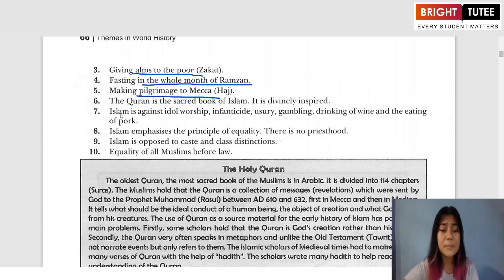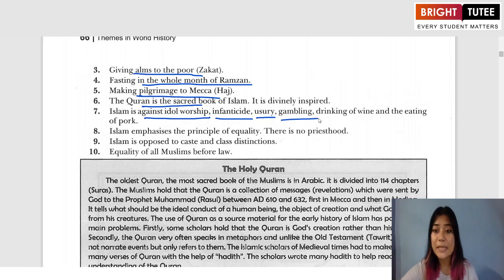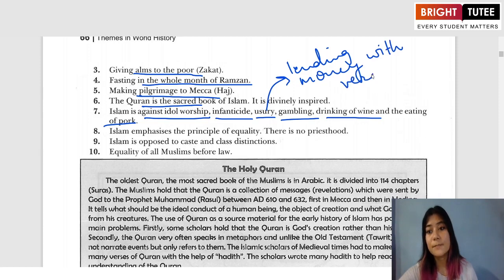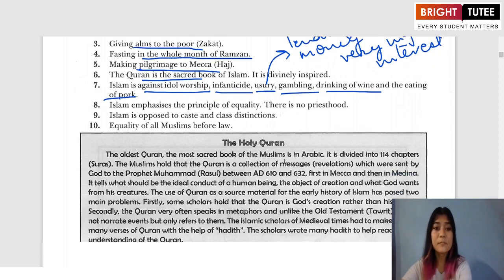Number six, Quran is the sacred book of the Muslims. So Quran was the holy book. Number seven, they were to not worship idols, and they were to condemn idol worship, infanticide, usury, gambling, drinking of wine, and eating of pork. Usury is lending money with very high interest. Some people lend money to people with very high interest. So that was prohibited.